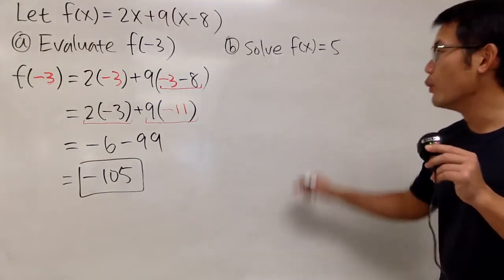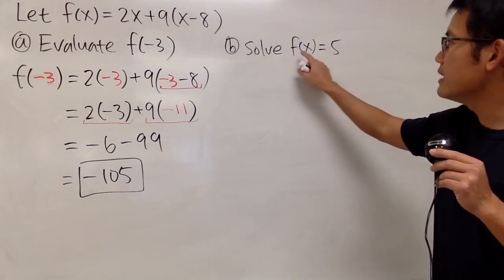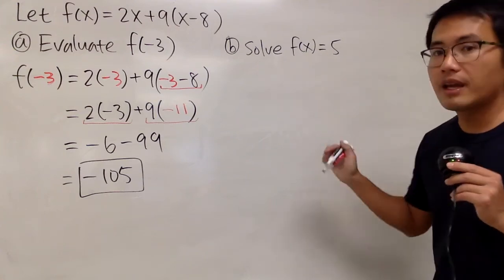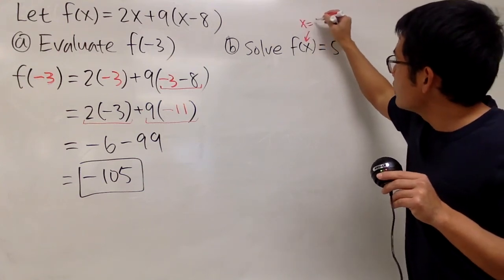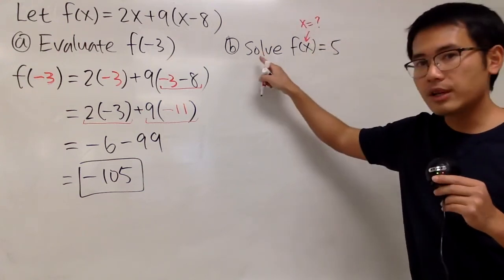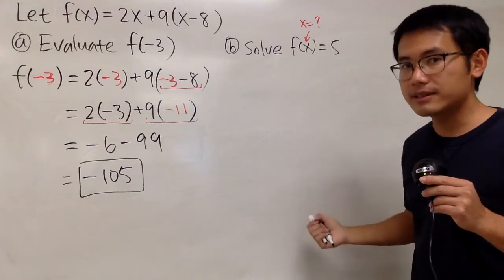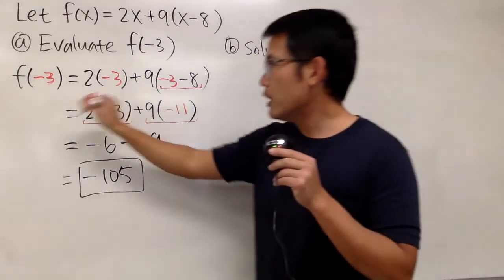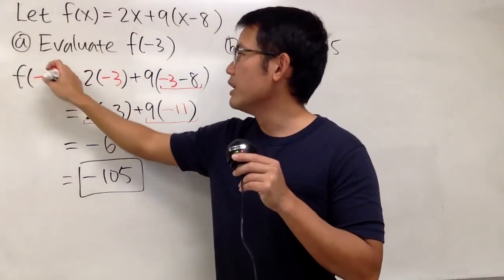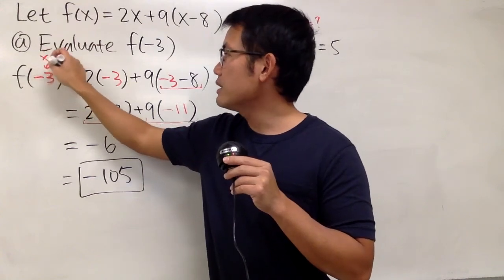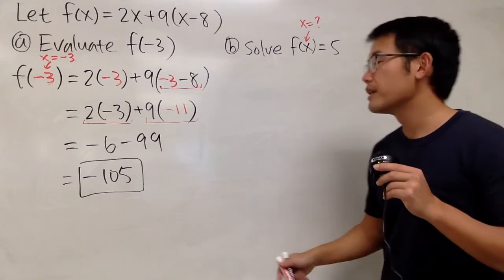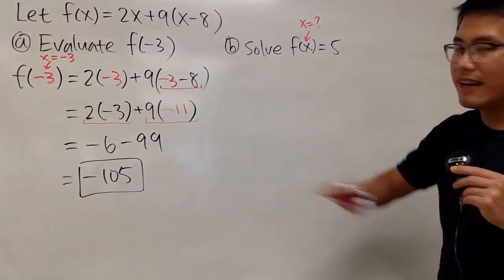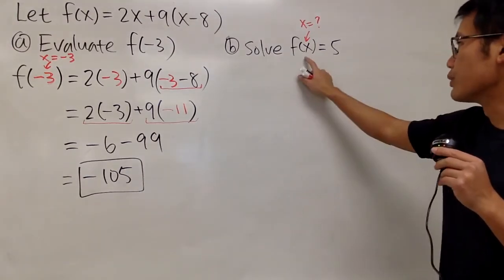And for the second one, we are going to solve the equation. It says f of x is equal to 5. Have a look right here. In this case, we actually do not know what x is. That's why the question is telling us to go ahead and solve for x, right? On the contrary, earlier when we had f of -3, it meant x was equal to -3 already, and we just plugged in. So for this and that, they are very different.